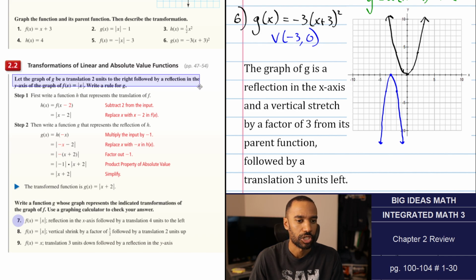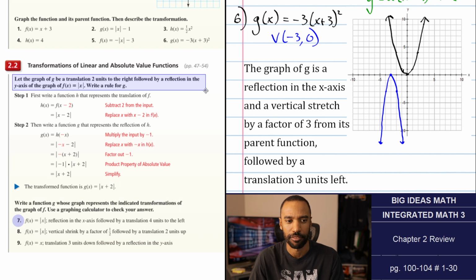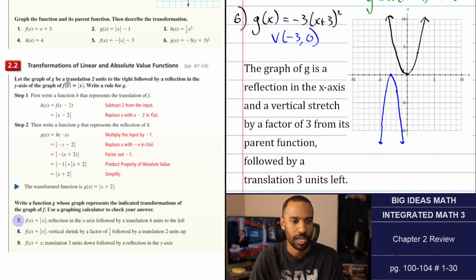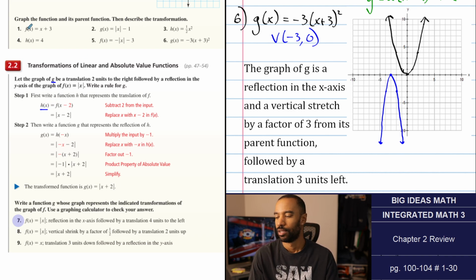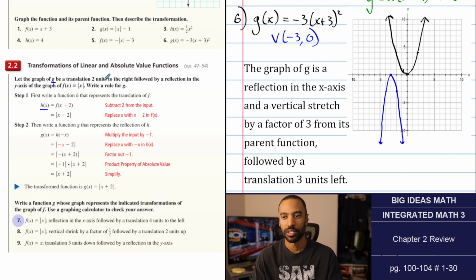Let the graph of g be a translation 2 units to the right, followed by a reflection in the y-axis of the graph of f of x equals absolute value of x. So here's our parent function. They're going to say write a rule for g. They're going to use different letters. They're going to eventually get to g, but they're going to have an interim letter h of x to do the first thing they say: translation 2 units to the right, followed by a reflection in the y-axis.